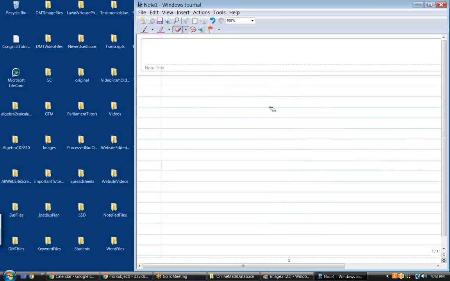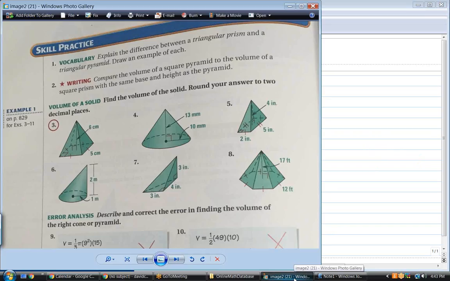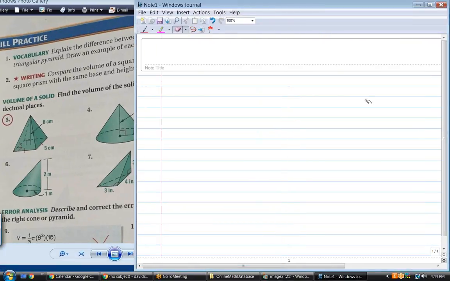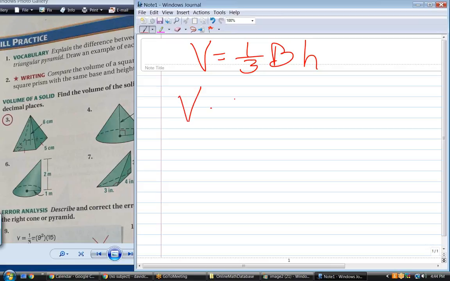Okay. Now let's look at some of these problems. Let's find the volume of the solid in number 3. So what's the general formula? It goes to a point, so was it 1/3? Yeah. So you know it's going to involve 1/3 base times height. Correct. Capital B times height, capital B meaning the area of the base. Okay, what's the area of the base in number 3?